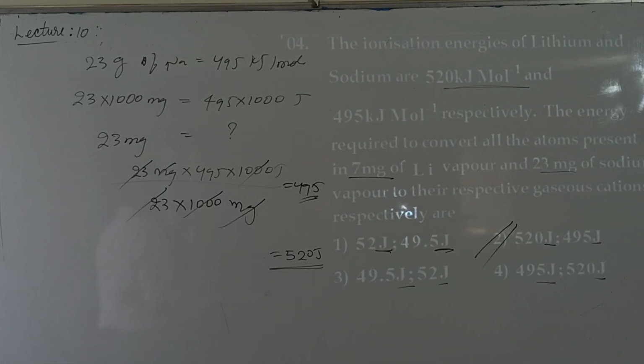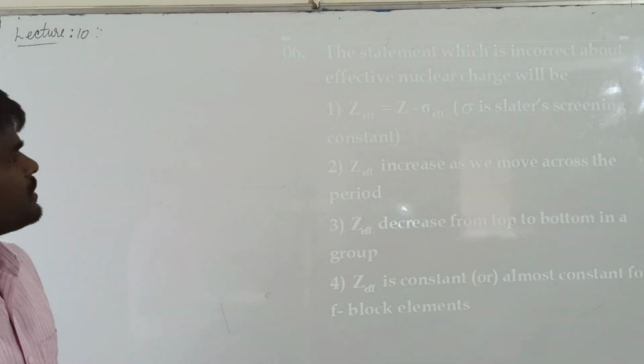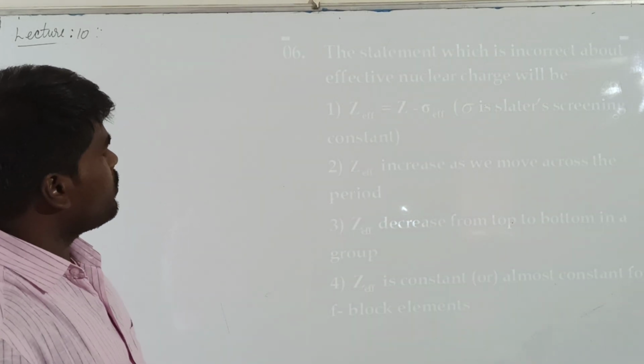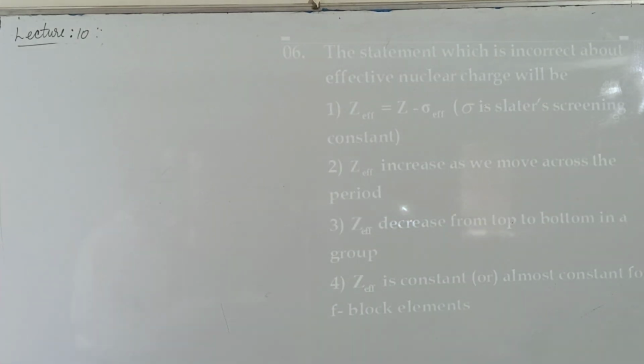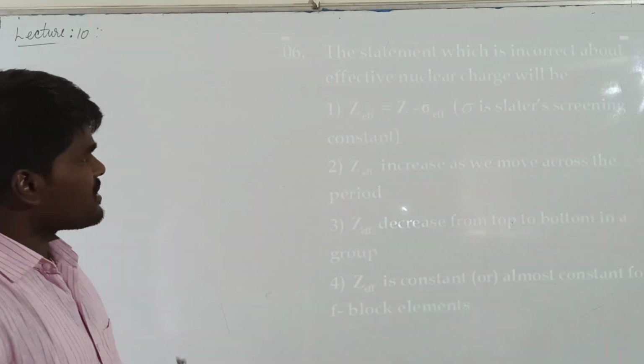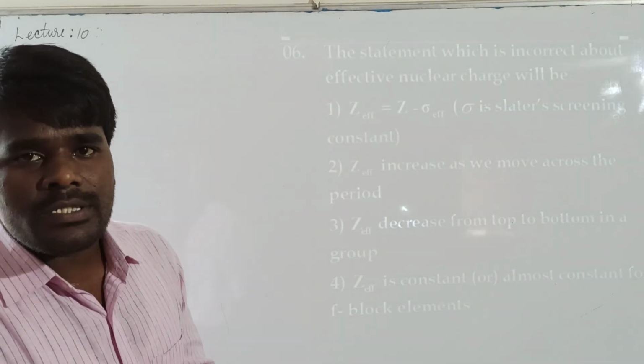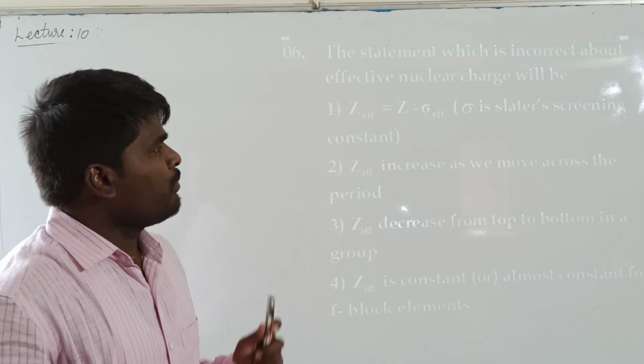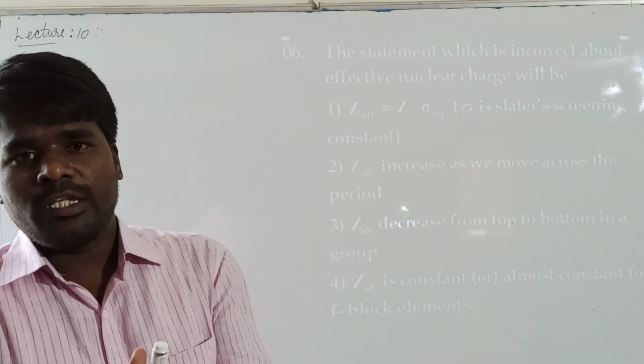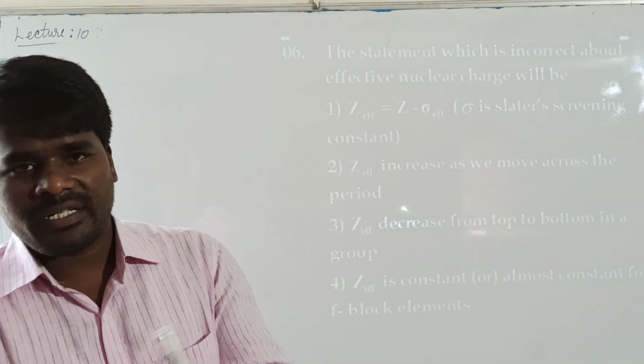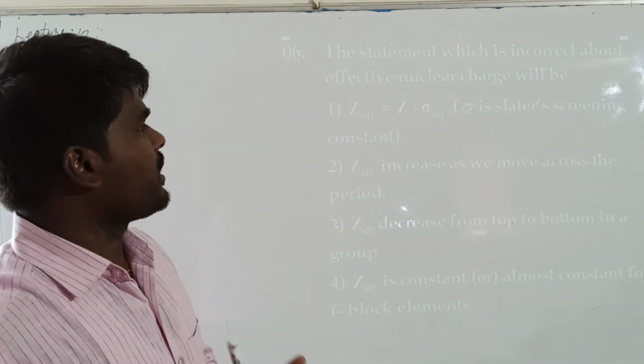Here comes our next question. The statement which is incorrect about effective nuclear charge will be. Here we have a question about the effective nuclear charge asking us to identify the incorrect statement. Most of the times when reading in an array you will misunderstand incorrect as correct, correct as incorrect. Here it is asking for the incorrect statement.